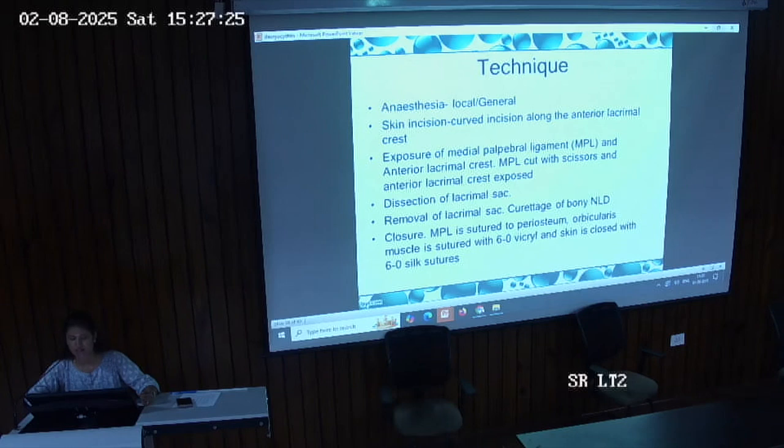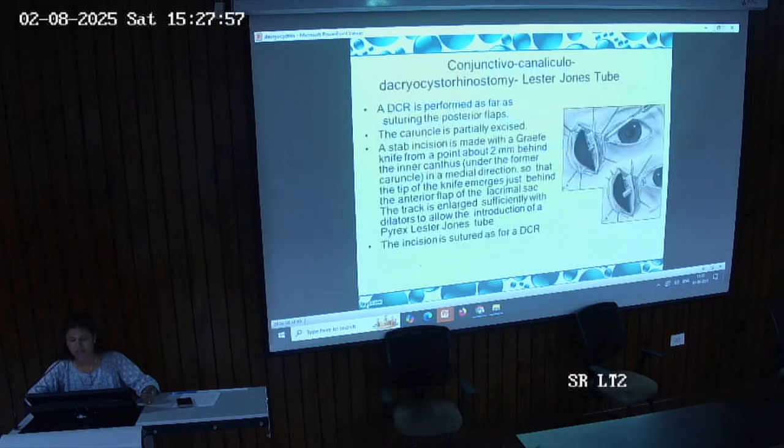Skin incision: a curved incision along the anterior lacrimal crest. The medial palpebral ligament is exposed along with the anterior lacrimal sac. The ligament is cut with scissors and the anterior lacrimal crest is exposed. There is dissection of the lacrimal sac along with removal of the whole sac. Then curettage of the bony nasolacrimal duct is done. Closure is done with suturing of the medial palpebral ligament to the periosteum. The orbicularis muscle is sutured with 6-0 Vicryl and the skin is closed with 6-0 silk sutures.